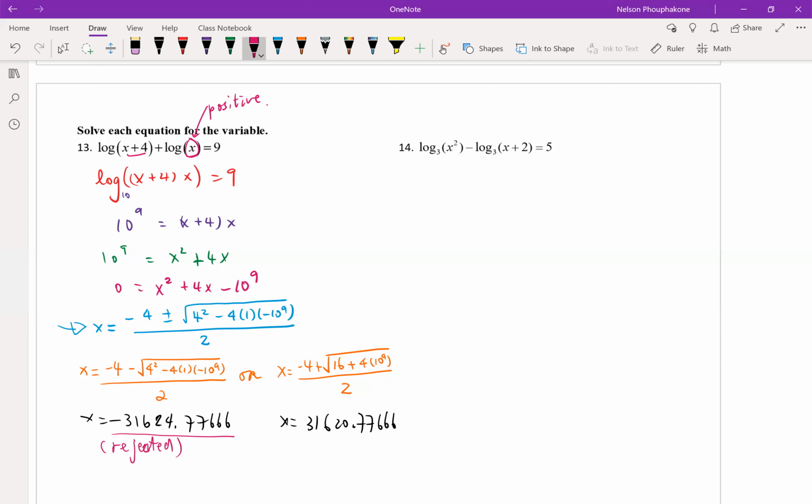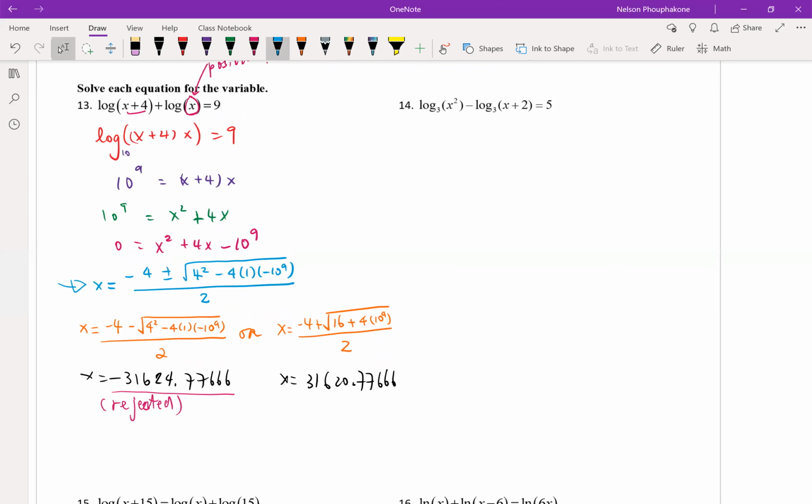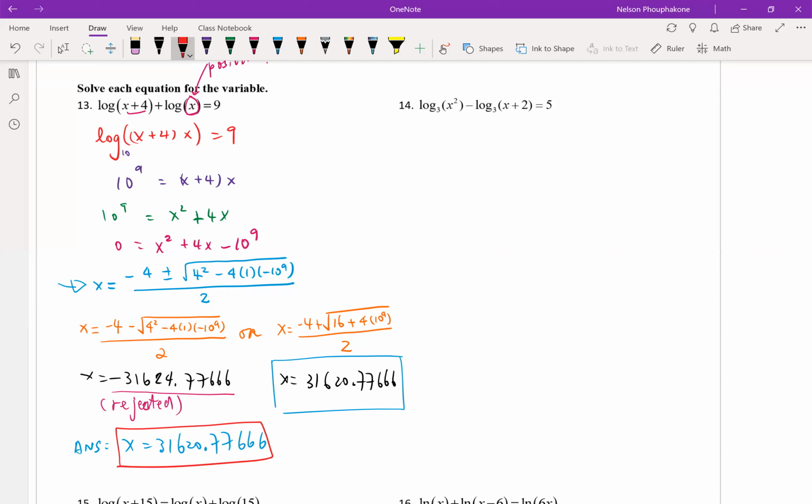Therefore, in this case, your only solution will be this one then. This is the only solution. So I will have the answer is x is equal to 3162.77666. So therefore, again, remember when you try to solve log, you always need to check it back to the original function, okay? Okay, so now it is your turn. Now go ahead and work on the number 14.